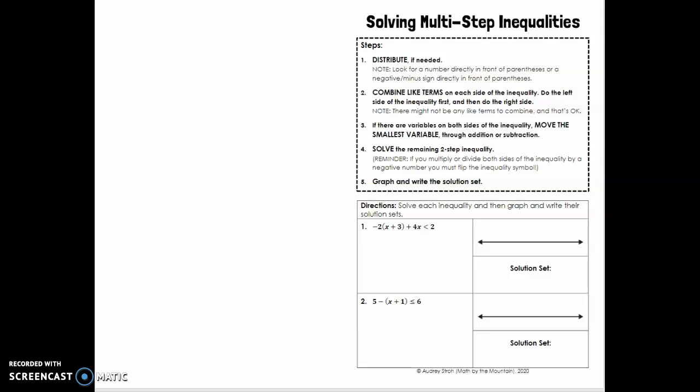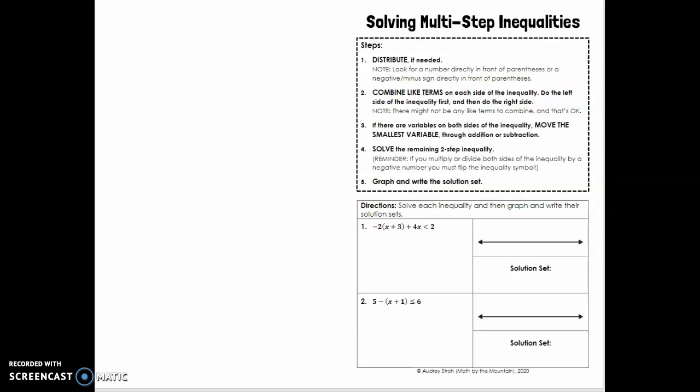So the first step here is to distribute if needed. If you see parentheses and you can't simplify inside of the parentheses, you need to look for the number directly in front of the parentheses, or that negative or minus sign directly in front of the parentheses. That means you need to distribute that number outside of the parentheses, or distribute that negative sign, which means to take the opposite, and you multiply it to the terms inside of the parentheses.